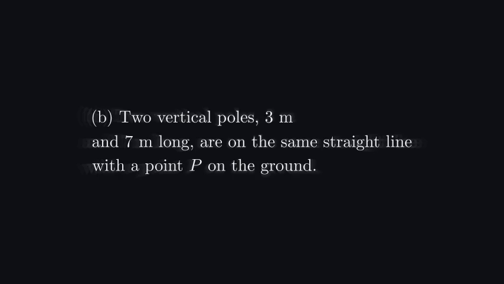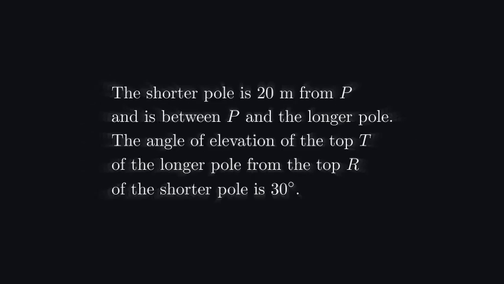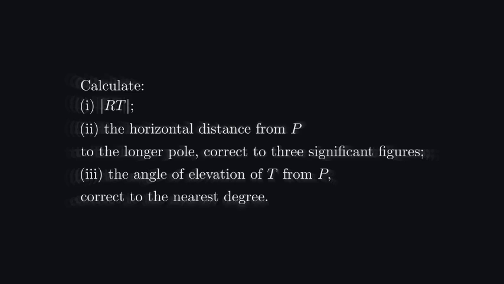In part B, there are two vertical poles. One is 3 meters long and the other is 7 meters long. They are on the same straight line with a point P on the ground. The shorter pole is 20 meters from P, and it is between P and the longer pole. The angle of elevation of the top, T, of the longer pole from the top, R, of the shorter pole, is 30 degrees. We are asked to calculate RT, the horizontal distance from P to the longer pole, and the angle of elevation of T from P.